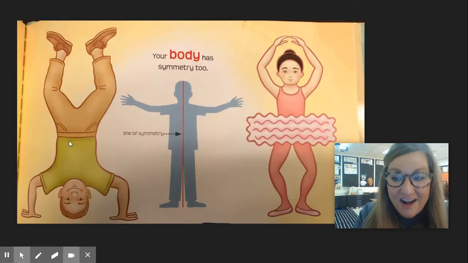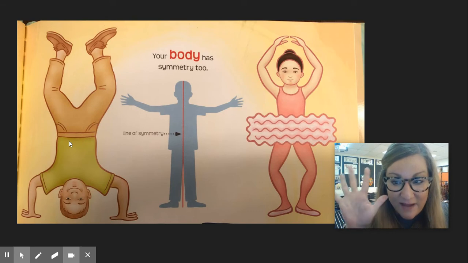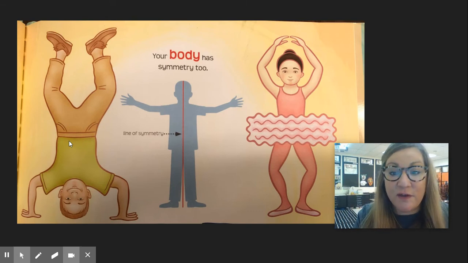Our bodies are also symmetrical, right? We have an arm on each side, a leg on each side, a foot on each side, 5 fingers on each side, right? So we can create symmetries with our bodies as well, which I think is great.